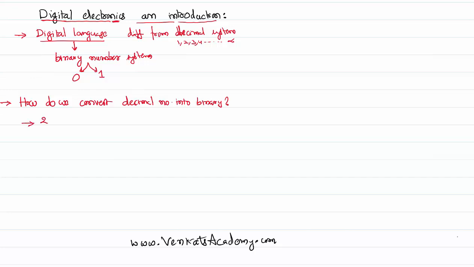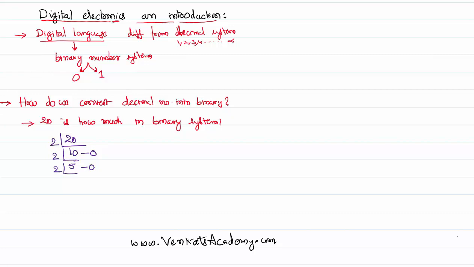Say for example, how much is 20 in the binary system, or in digital language? If that's the question, how do I handle it? Simple. Let's take 20. Keep dividing by 2. 2 tens are 20. When I divide 20 by 2, I am not getting any decimal. The remainder is 0. So there is 10. Again divide by 2. 2 5s are 10, so again the remainder is 0.